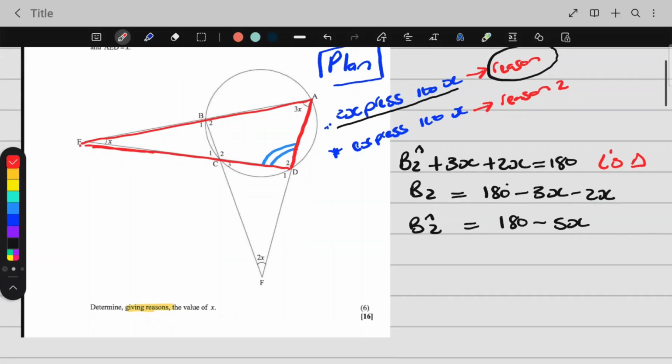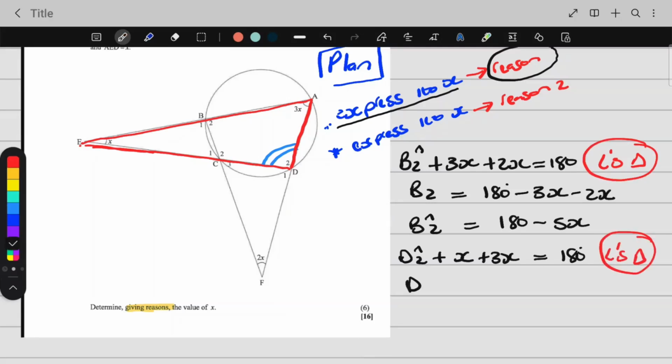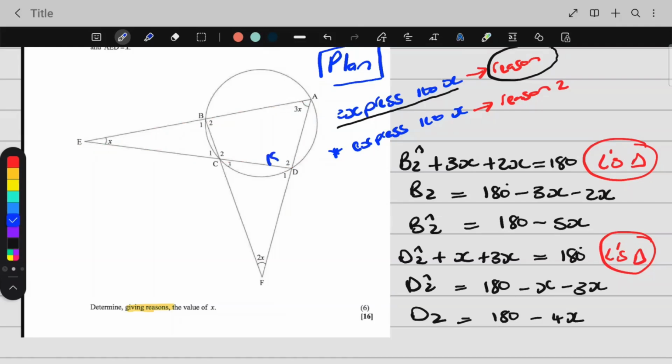So I'm going to write angle D2 plus x plus 3x is equal to 180, angles in a triangle. So angle D2 is 180 minus x minus 3x. So angle D2 is 180 minus 4x. So this is 180 minus 4x. So I wasn't looking for D2. I'm actually looking for angle B2.